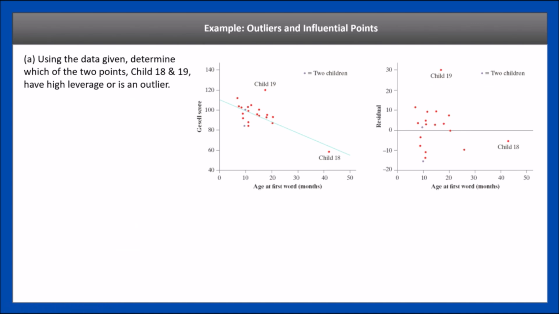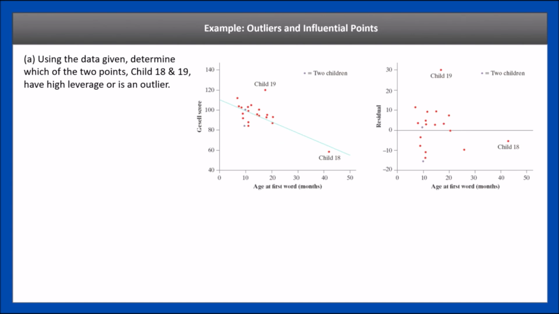So using the data given, determine which of the 2 points, child 18 and 19, have high leverage or is an outlier. So in this case, if you look at child 18, it is very far away from the data set in the x direction, and so it's considered an influential point, right? It's very far away in the x direction. It's a point with high leverage. And therefore it is an influential point, but more specifically, it's a high leverage influential point, right?